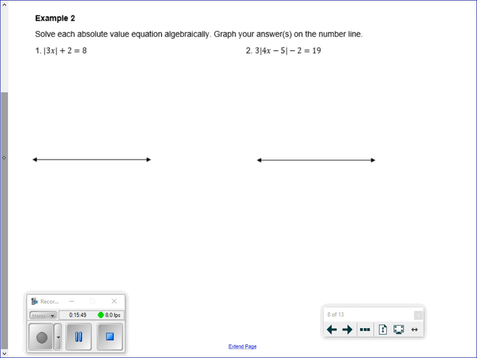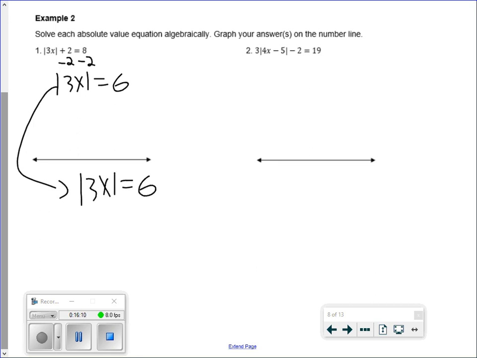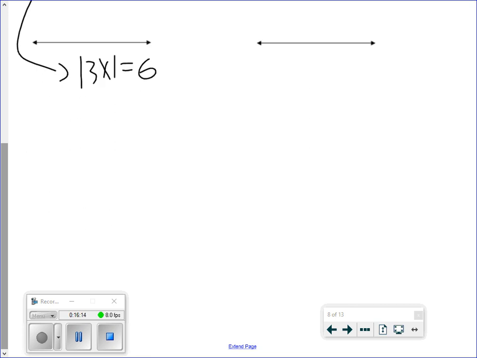All right, so for number one, remember the very first step we need to do is isolate that absolute value function. So minus 2 on both sides to give us the absolute value of 3x equals 6. And I'm actually going to move this down here, give myself some more room. So once we've isolated the absolute value, what we need to do next is take it out of the absolute value function and make two equations out of it.